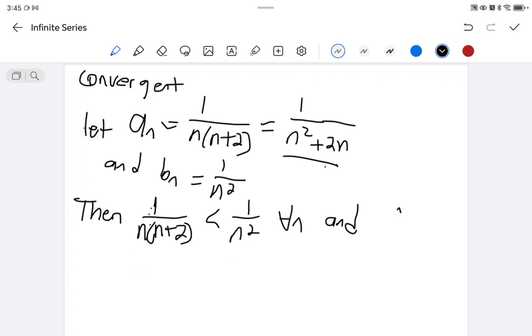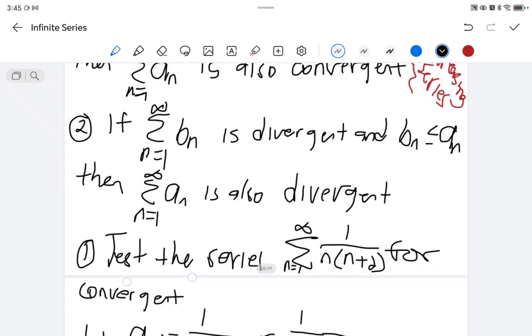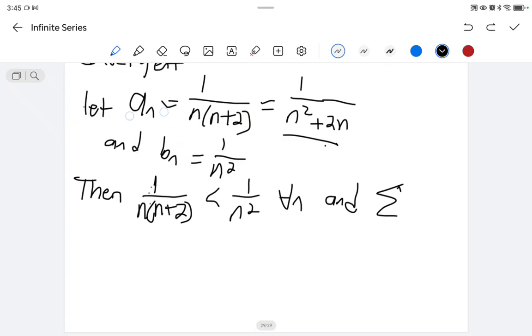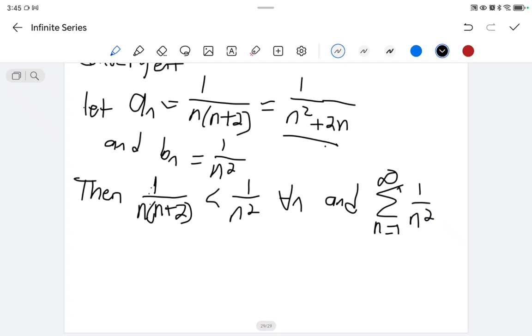Now we have the summation. We should check the summation of Bn. If the summation of this is convergent and this condition happens, therefore the summation of a of n is convergent. So first we have this. Now we must check for this. So we check the summation of 1 over n squared. So there's no need for me to change this to the integral test. I can say that this is convergent by the p-series.